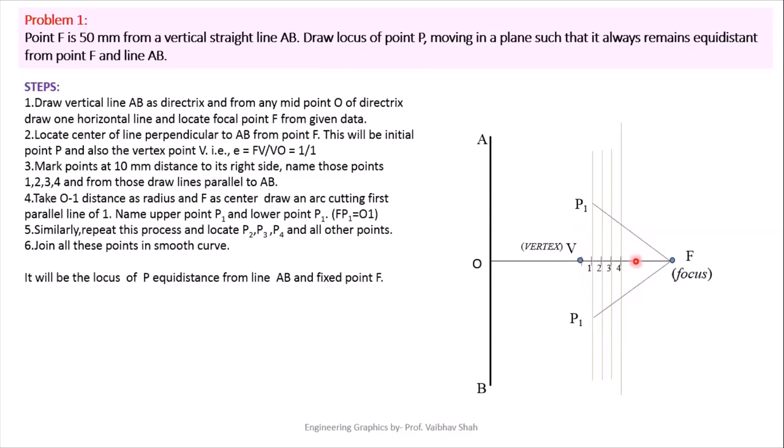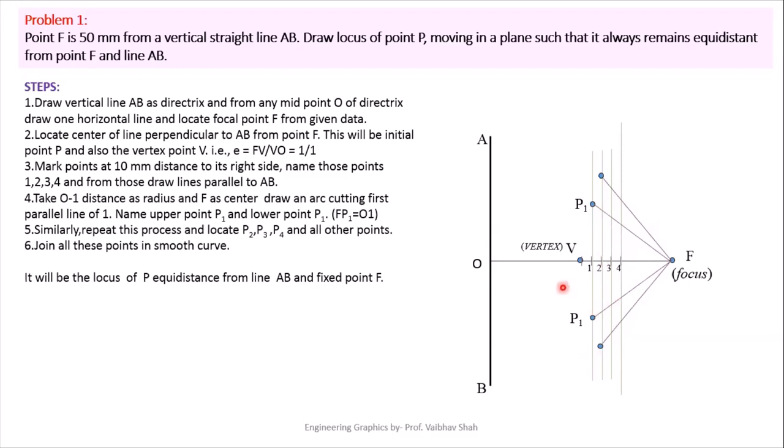Now for point number 2, select on your rounder the O to 2 distance and put your rounder once again on your focal point and try to cut this line 2's vertical line. So we'll cut above somewhere here and below somewhere here. So we'll have 2 points, one above somewhere here and another point somewhere here. You can call this point P2 and this point also P2 because this lies on your line 2.